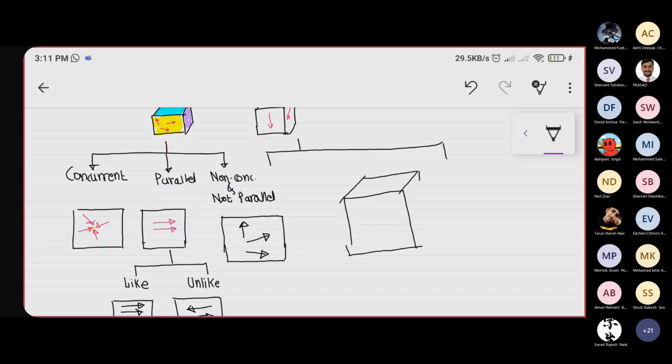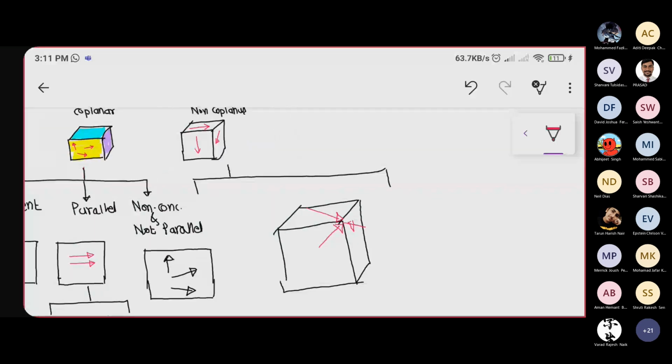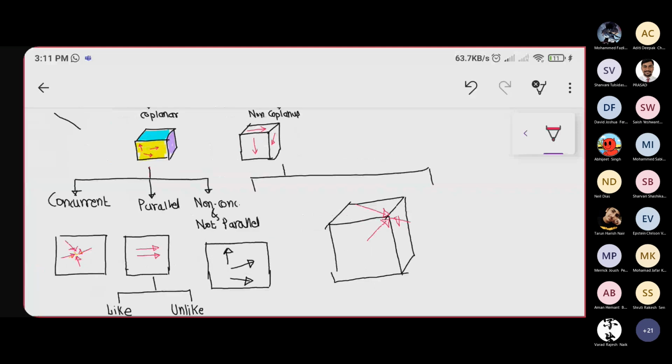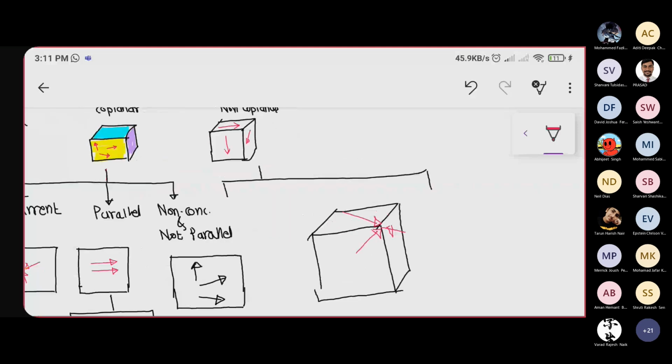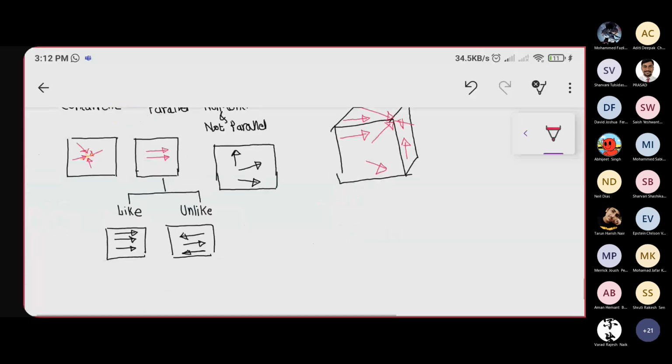So now what will happen? I can show force like this, like this, like this. So all three forces are in different planes, but they are concurrent. So this is concurrent and non-coplanar. Again, next, parallel, so this is one parallel force, another force is here. So these are the parallel forces. And if you want to say non-coplanar, non-concurrent, we can see this force. Okay, so this is how the force system is classified. Have you understood it?